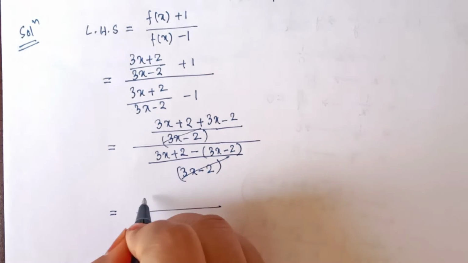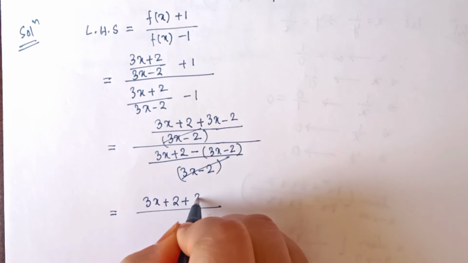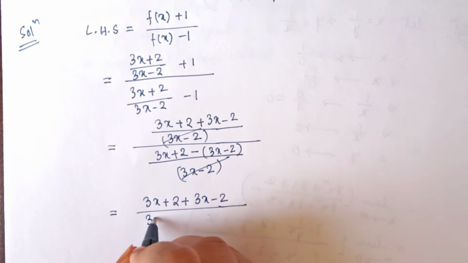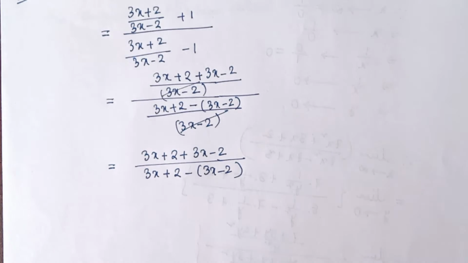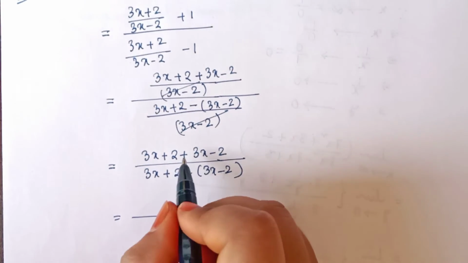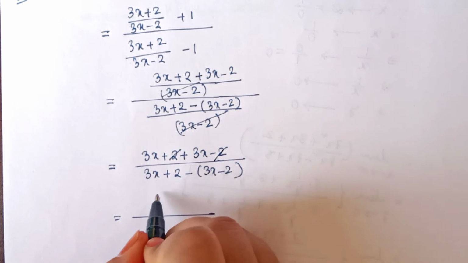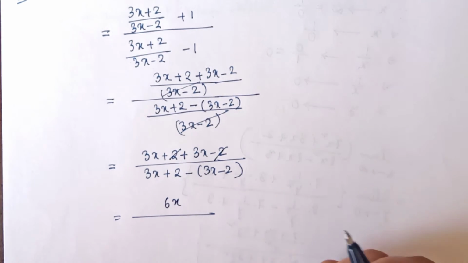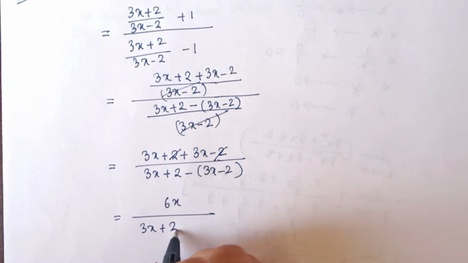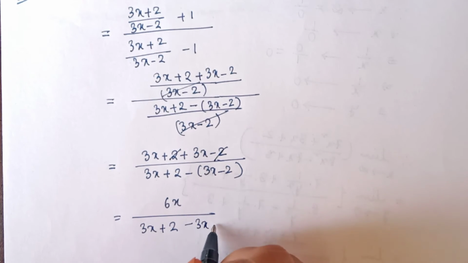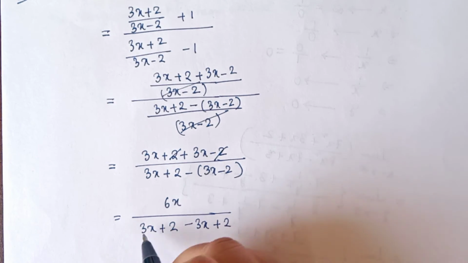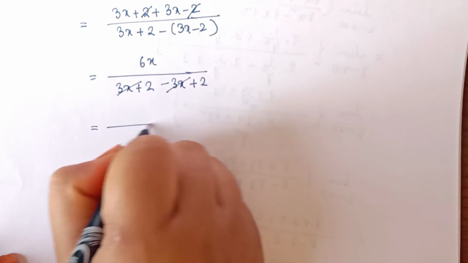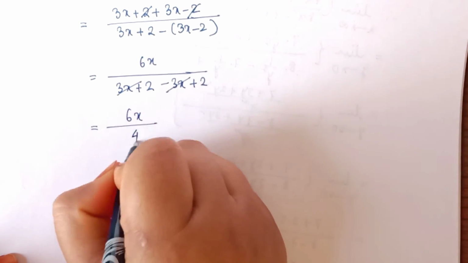So after cancellation, we will get the value 3x plus 2 plus 3x minus 2, and 3x plus 2 minus 3x minus 2. Now just simplify the values. See here, 2 minus 2 can be cancelled out. Then 3x plus 3x equal to 6x. Then 3x plus 2 minus 3x plus 2. Here you can see that 3x minus 3x can be cancelled out. So after cancellation, we can write down 6x, and 2 plus 2 equal to 4.